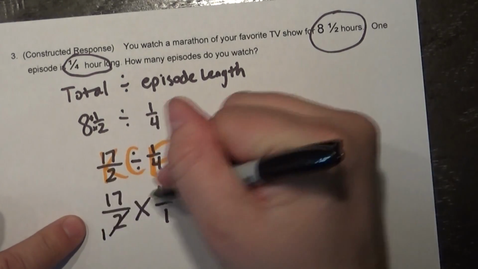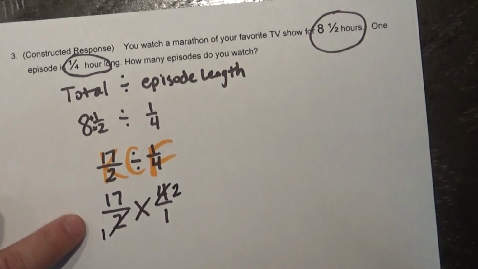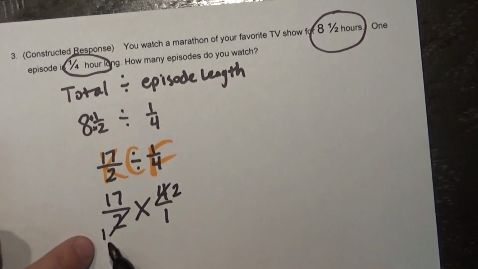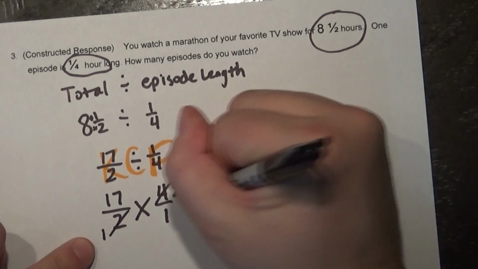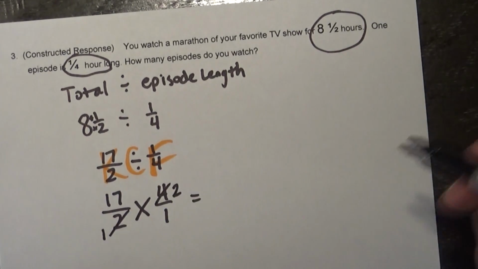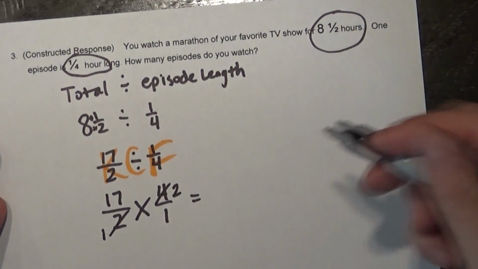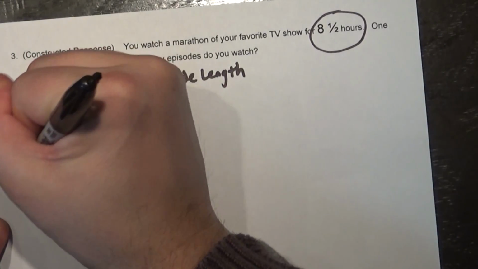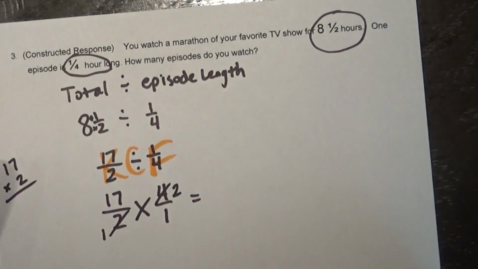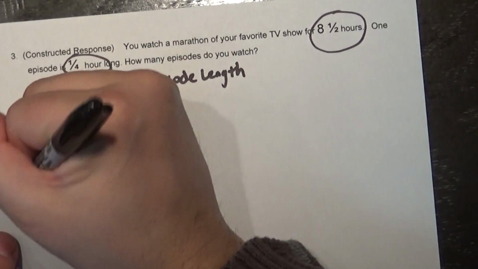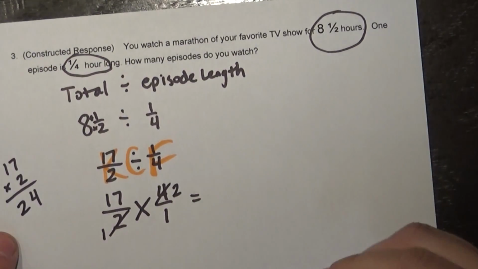So 2 goes into 2 once, and 2 goes into 4 twice. So now I have 17 times 2 on the top and 1 times 1 on the bottom. If I don't know what 17 times 2 is, I can of course do the calculation. I'll do that off to the side here just to show you how fun math can be. 2 times 7 is 4, 2 times 1 is 2, and look at that.